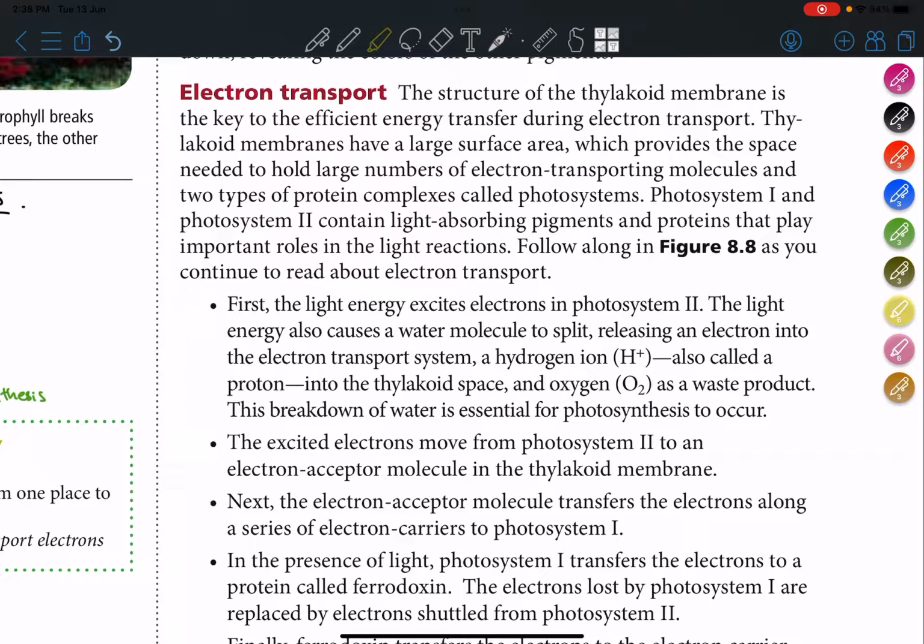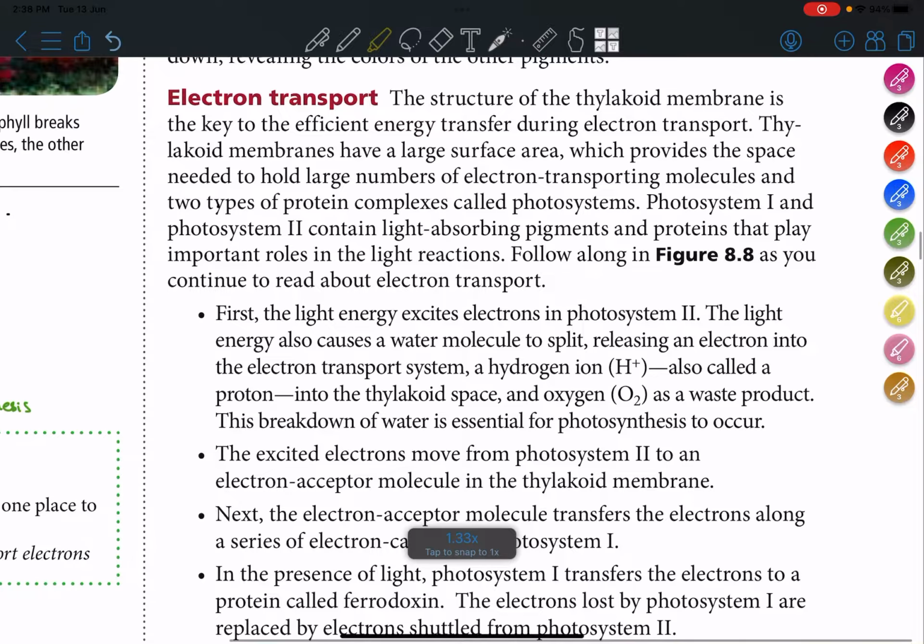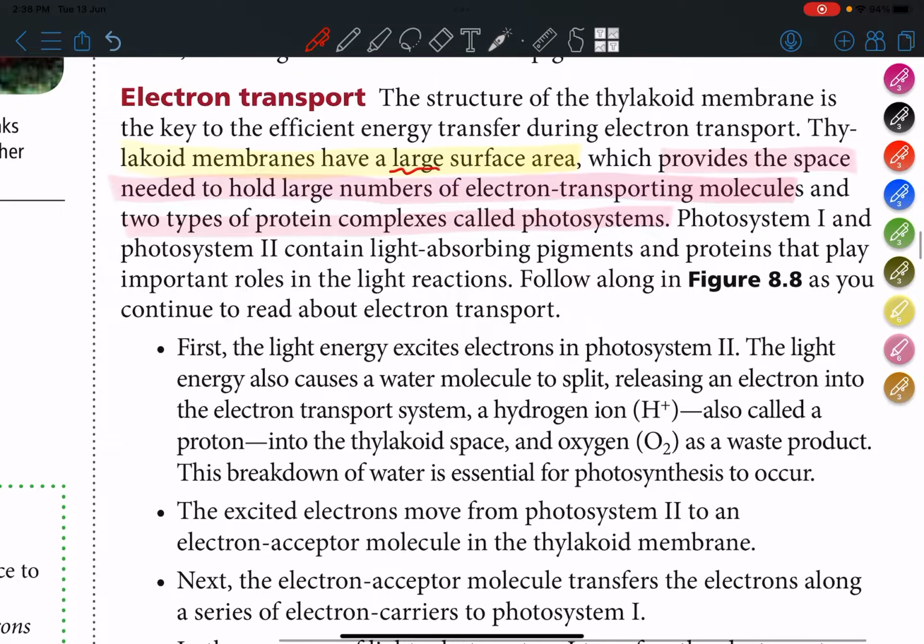Oh, it is important to note, just before I show you where that is, that the thylakoid membranes have a large surface area. And this is important. Why? Because it provides the space needed to hold large numbers of electron transporting molecules and 2 types of protein complexes called photosystems. So it is important to note that the thylakoid membrane has a large surface area.